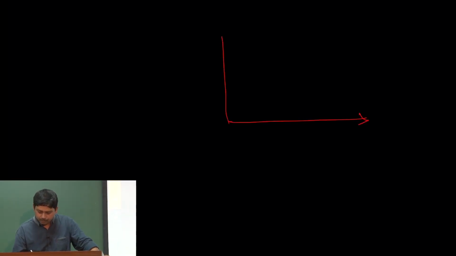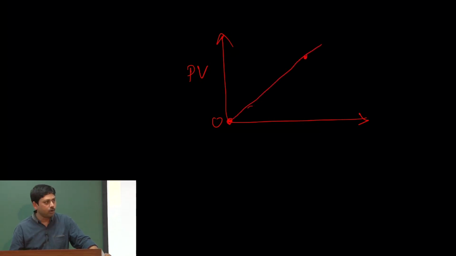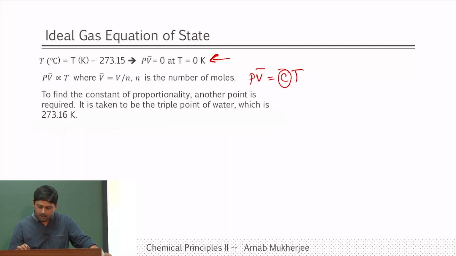So, we are measuring PV, and we say that the value is 0 at one value, but in order to draw a straight line I need another value, then only one can draw a straight line, right. So, this particular value is taken to be the triple point, the temperature of the triple point of water. Now, what is triple point of water?